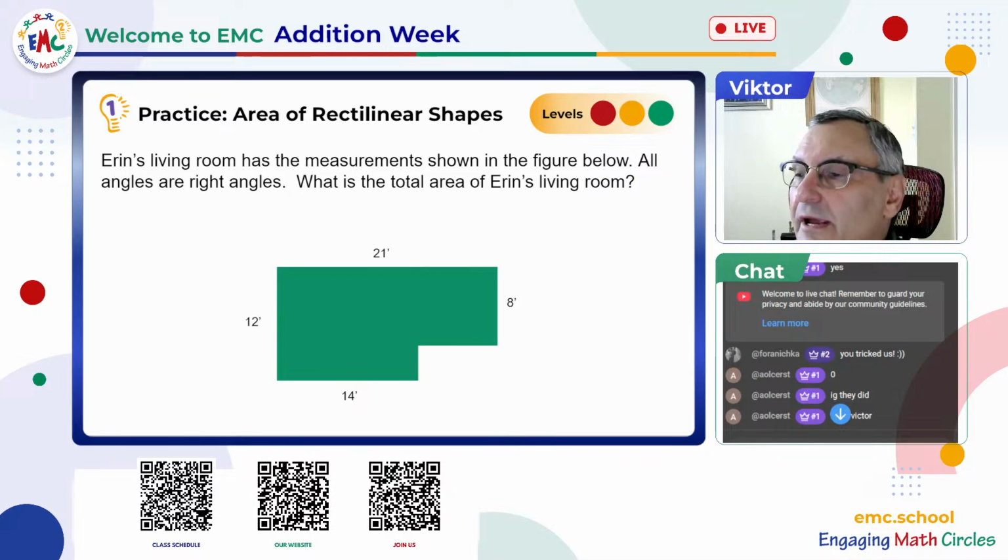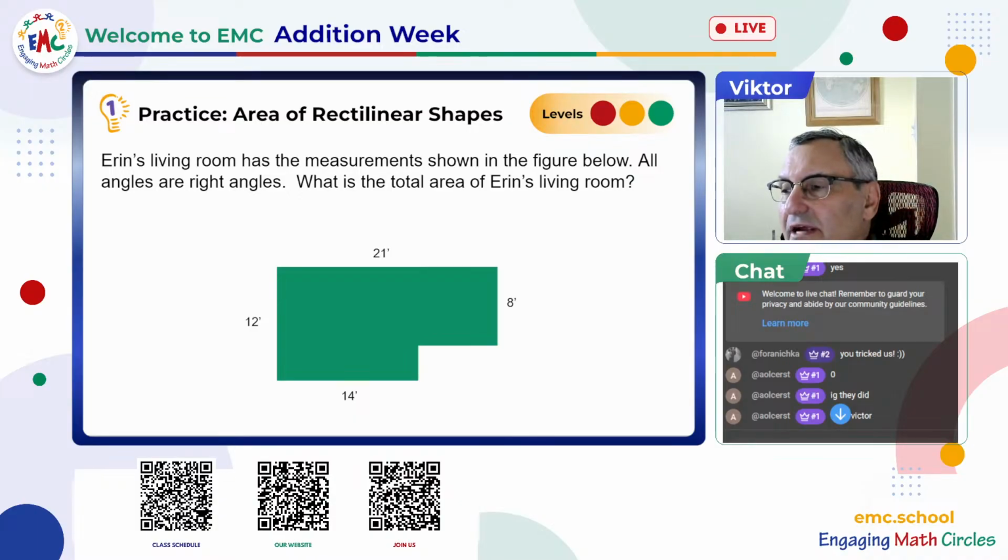Of course. Practice: area of rectilinear shapes. Aaron's living room has the measurements shown in the figure below. All angles are right angles. What is the total area of Aaron's living room? Let's calculate that. We have the dimensions given, and we've got to find the total area. Who knows what rectilinear means?